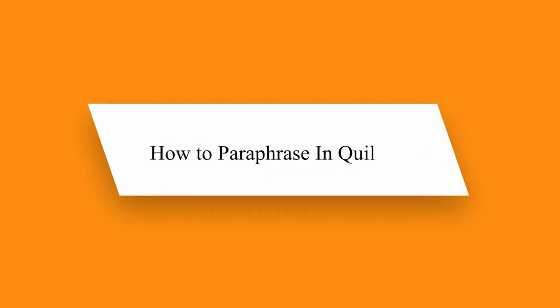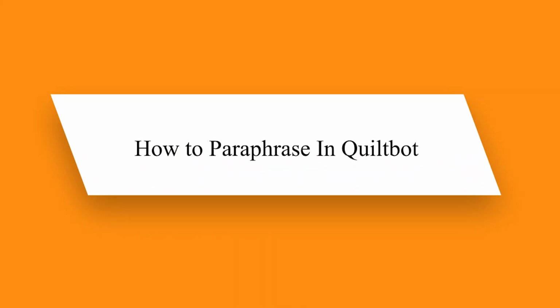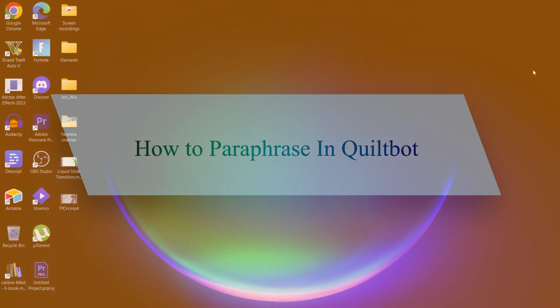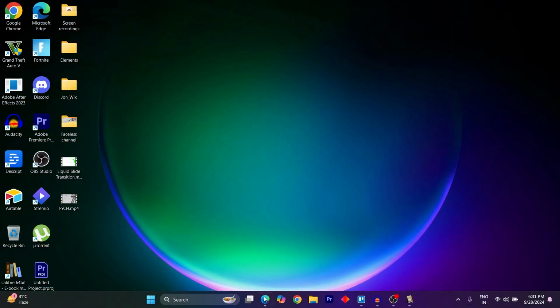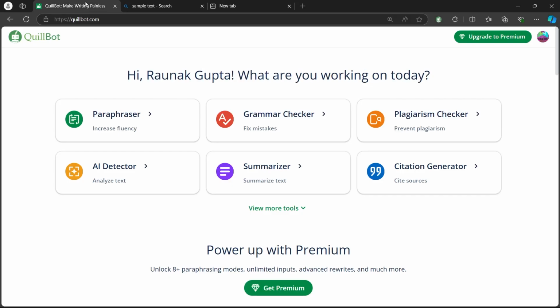Hi guys, in this video I'm going to show you how to paraphrase in QuillBot. So, in order to do this, first of all, open any browser on your PC and navigate to QuillBot.com. Now log in using user credentials and you will see this page. On this page, click on Paraphraser option, that is the first one.